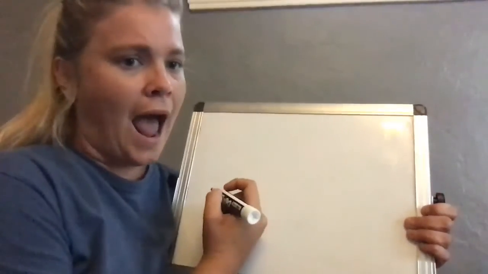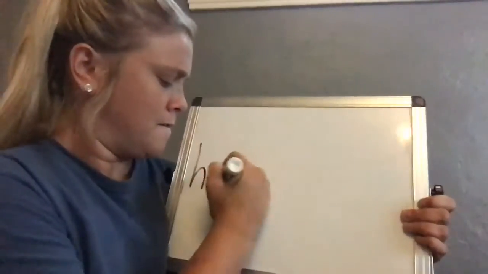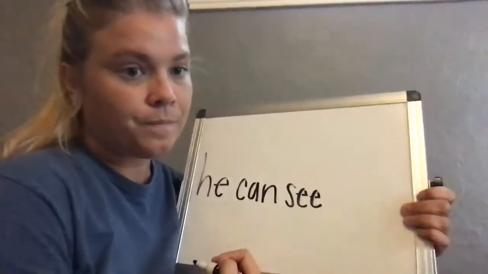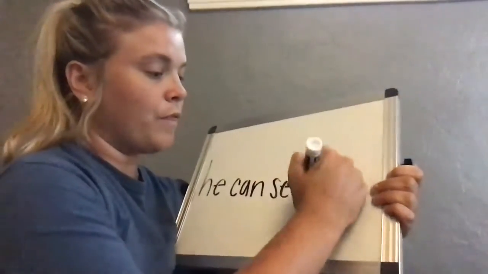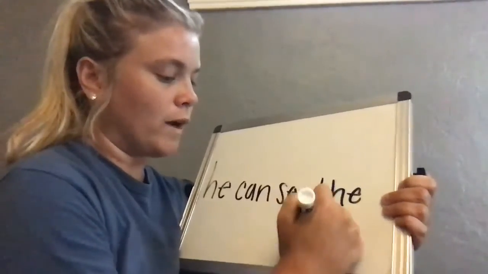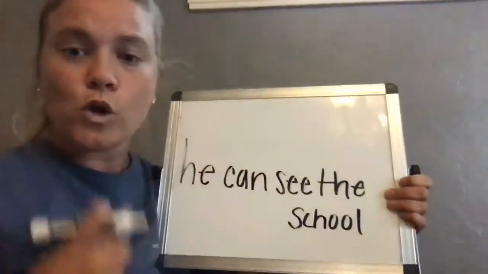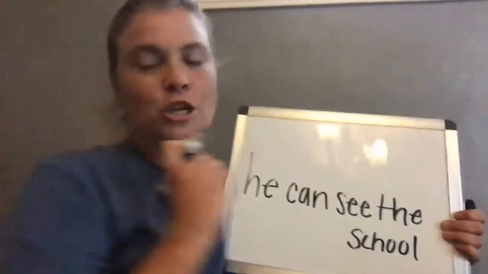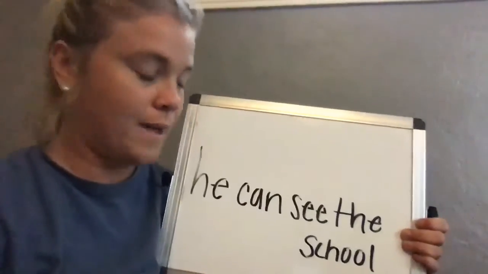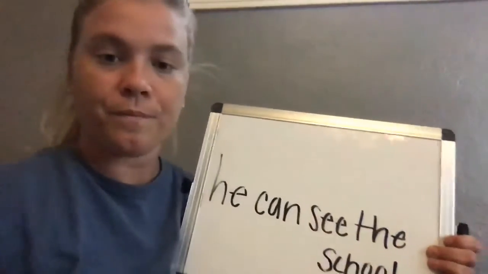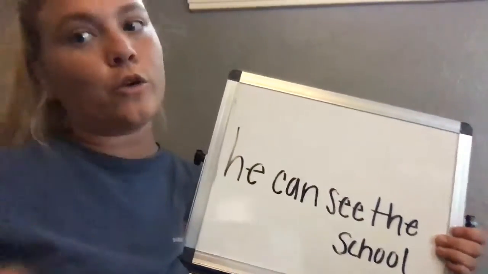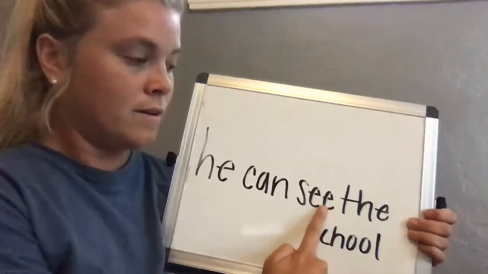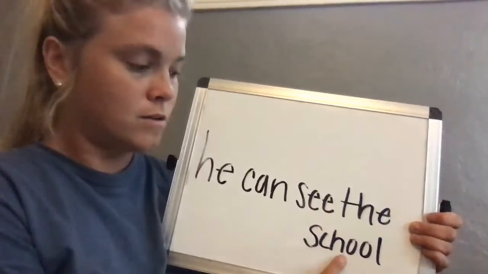Alrighty, so I have, he can see the school. And I apologize, I don't have enough room to put it into a full-length sentence all the way. But if you're writing on a piece of paper, it should go all the way across. All right? He can see the school. All right, let's go ahead and I'm going to point and I want you to read with me as I point. He can see the school.